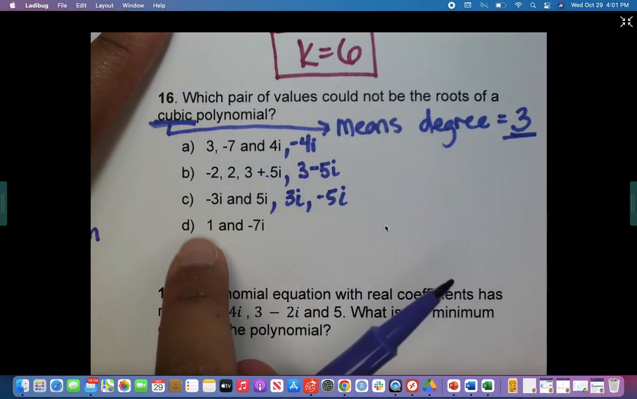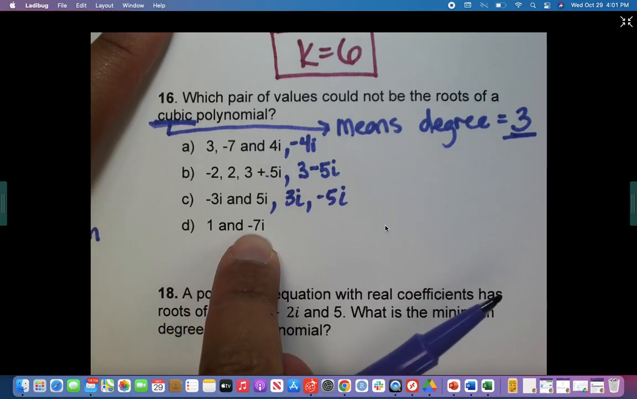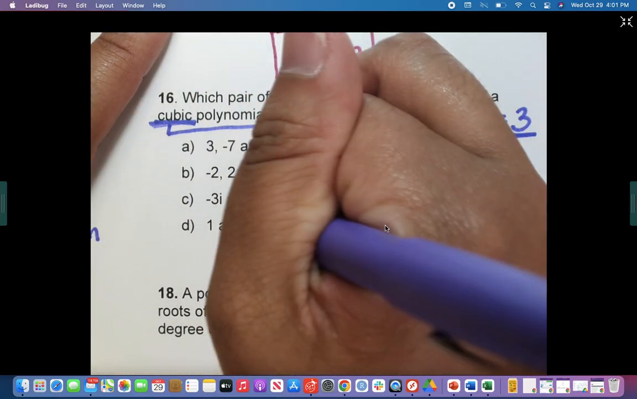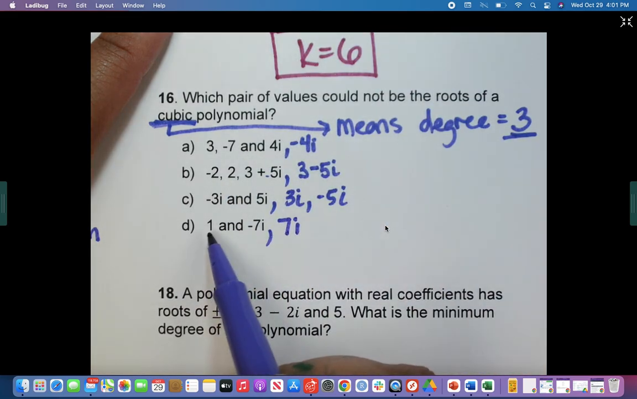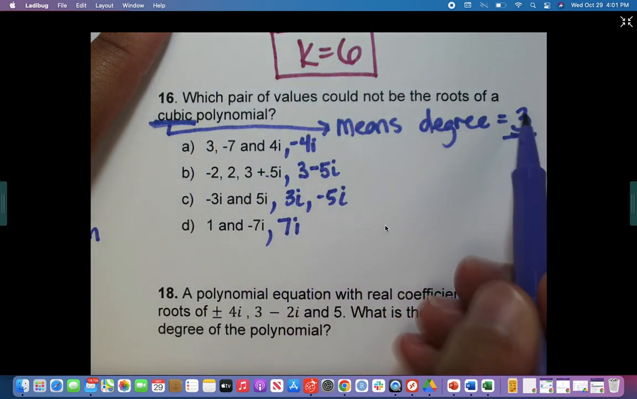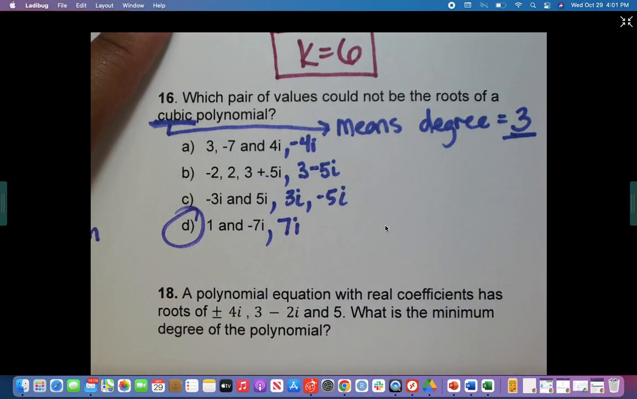All right, this one we've got 1 and negative 7i. So this one has i, so it has a conjugate, so that would be 7i. So that is 1, 2, 3 solutions for a degree of 3. So the answer would be D.